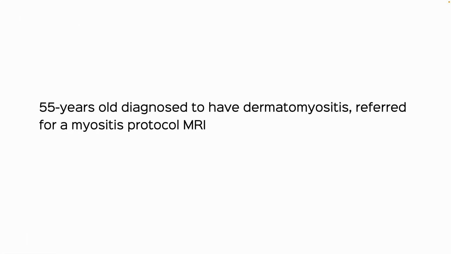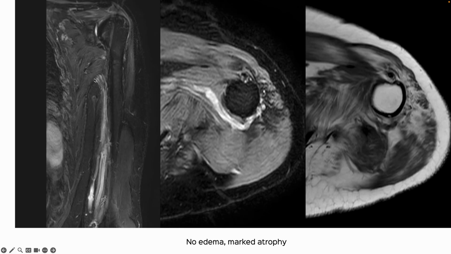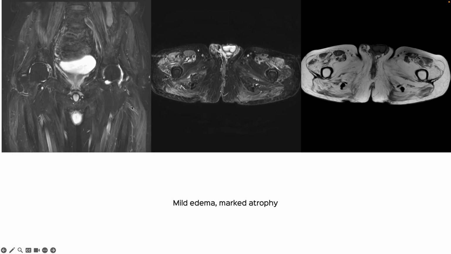So, this 55-year-old diagnosed to have dermatomyositis was referred for a myositis protocol MR, and I read the scan this afternoon. And you can see in the right upper limb, there's marked atrophy of the proximal muscle groups, but no edema. The same thing on the left, there's marked atrophy, no edema.